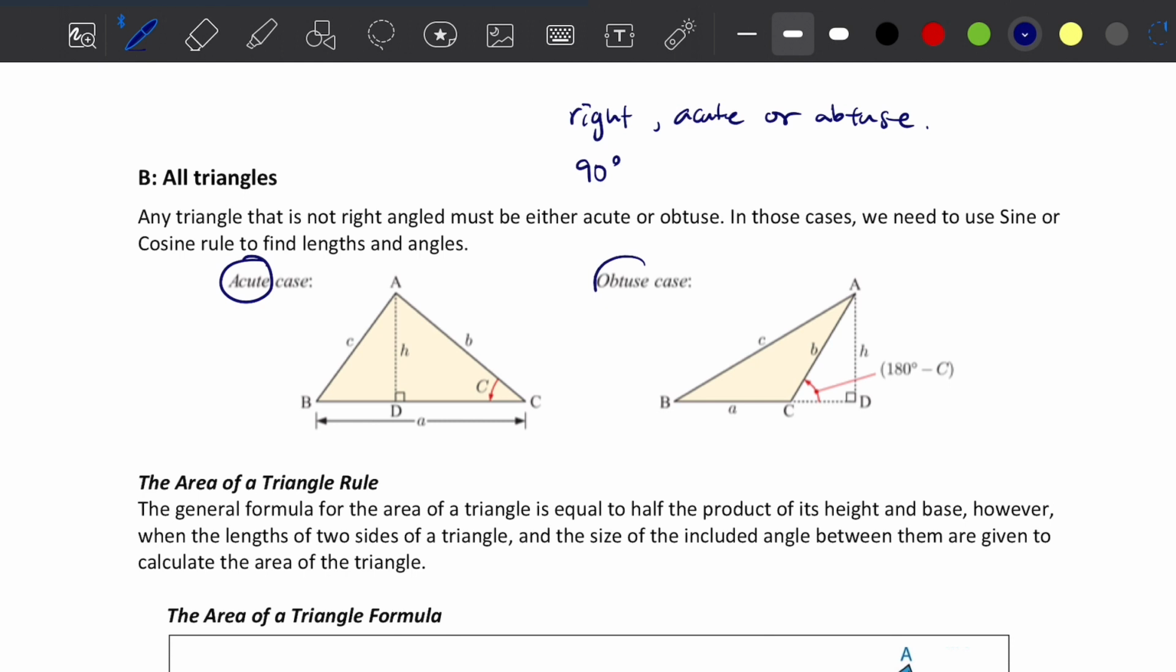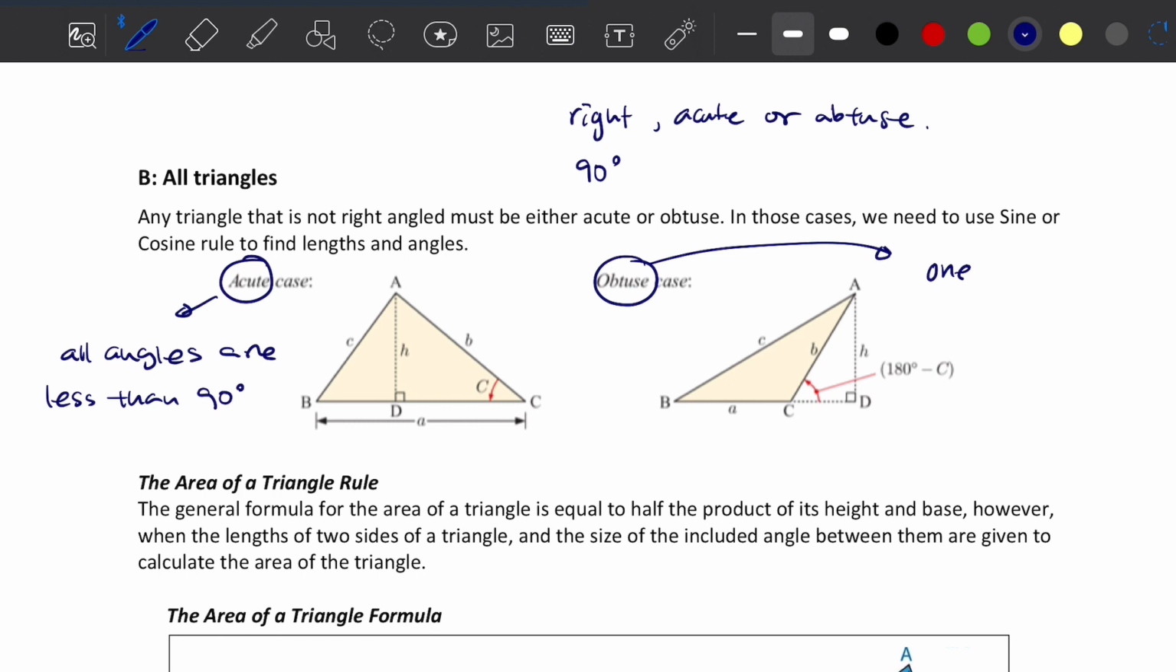So we have the acute case and the obtuse case here. In an acute triangle, all angles are less than 90 degrees. If we have an obtuse case, on the other hand, in an obtuse triangle, one angle must be greater than 90 degrees, and the remaining two angles are smaller than 90 degrees.